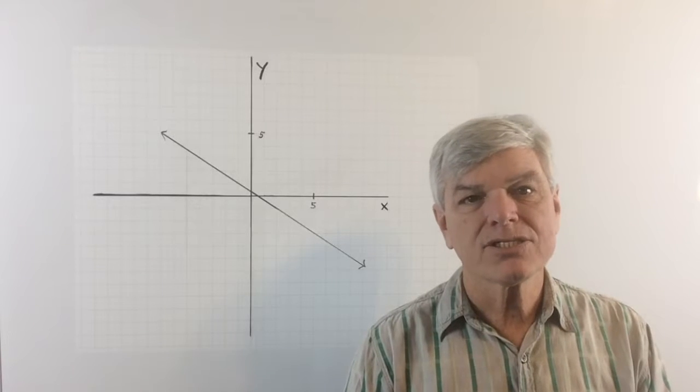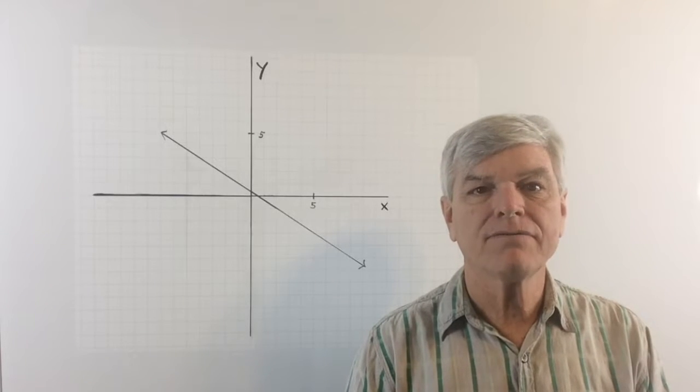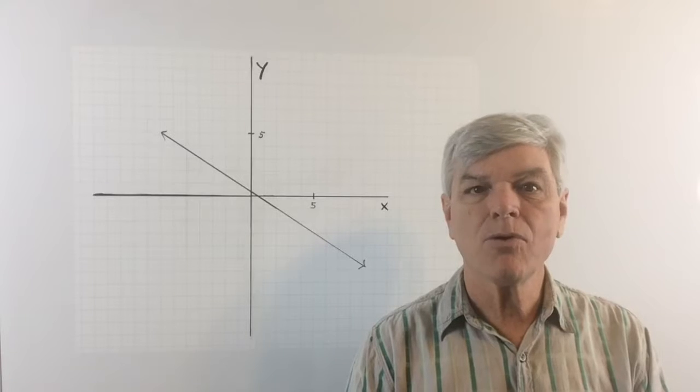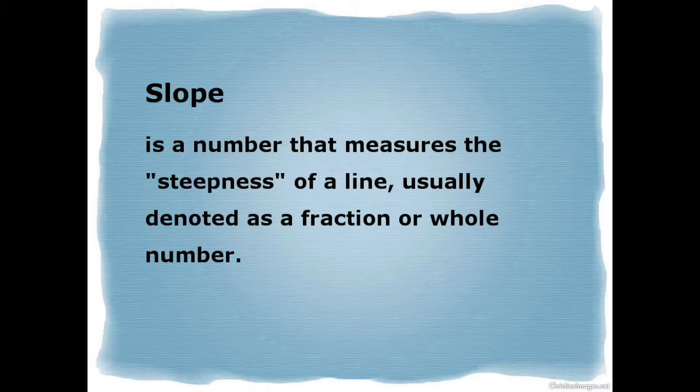Today we're going to be studying slopes and how to find the measure of a slope given 2 points. A slope is a number that measures the steepness of a line, usually denoted as a fraction or a whole number, abbreviated as m.